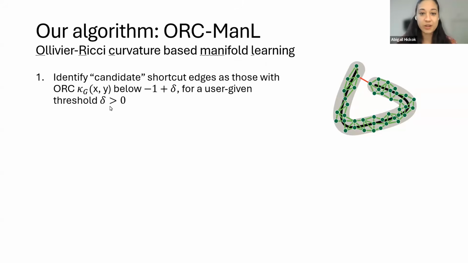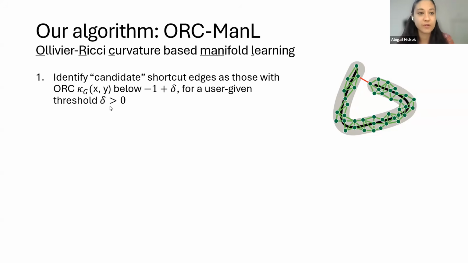Here, our goal is to prune shortcutting edges in our nearest neighbor graph. And you'll notice in this toy example, we have this little red edge, this is a shortcut edge bridging far away points in the manifold. You'll see when you look at the neighborhoods of these endpoints, it looks like a little bottleneck in our graph. So this is a good use case for ORC.